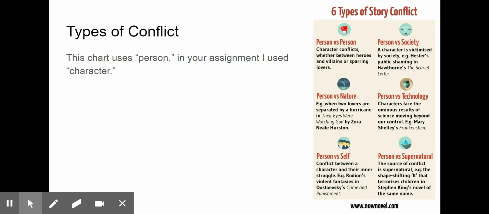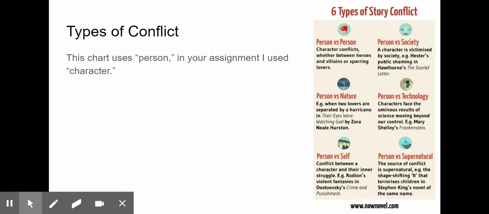And then the most common or most obvious, probably, type of conflict is a person versus person. So when two characters are in opposition, you have one character who's the main character, who's the protagonist, and they're in conflict against another specific character who is in opposition to them. That is the antagonist. So you have a character versus another character, or a person versus another person conflict. That would be a person versus person.